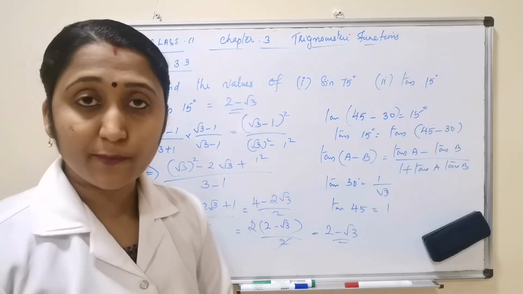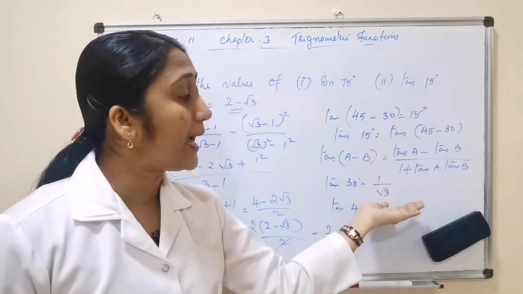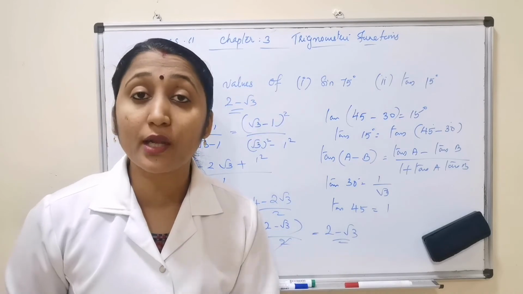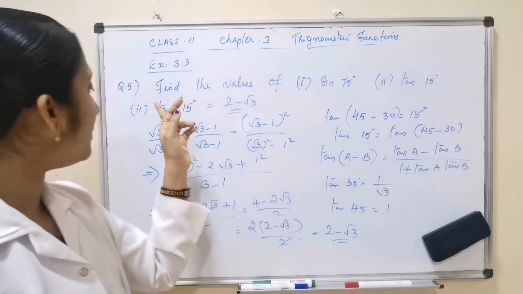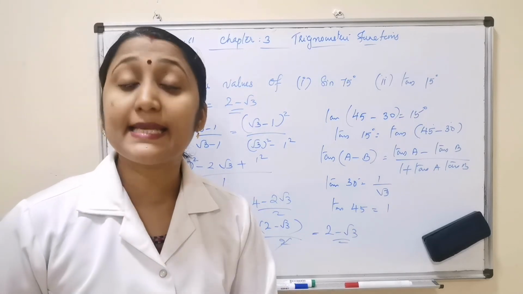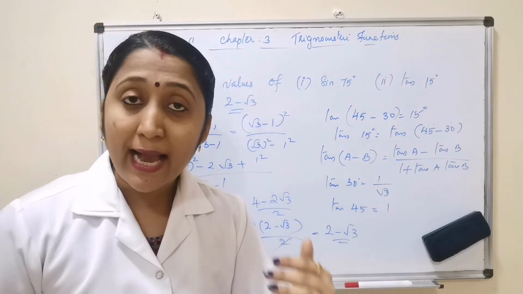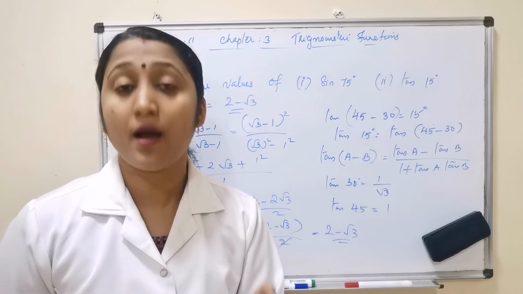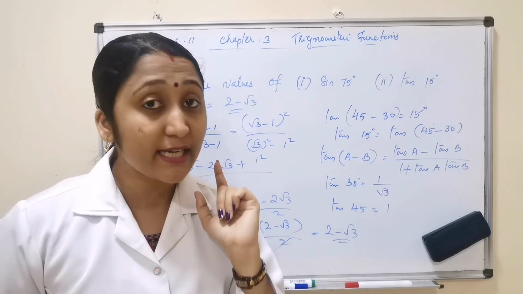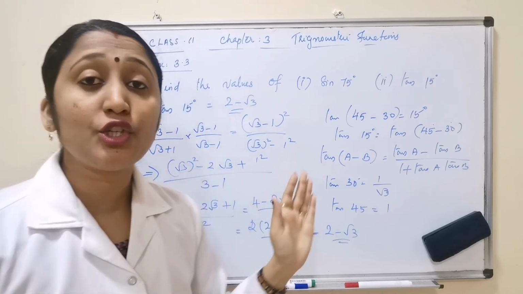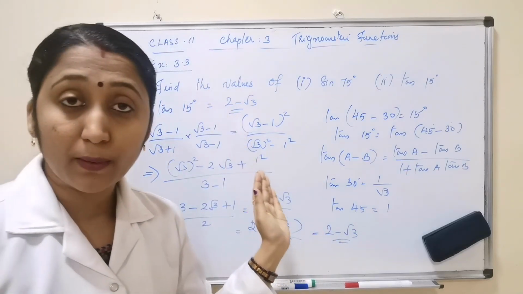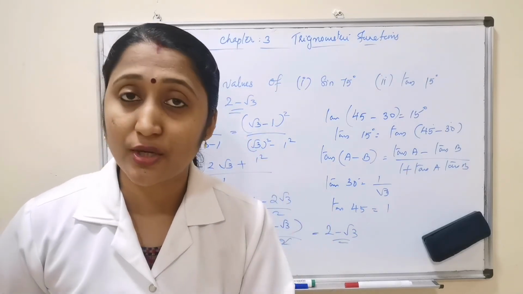Okay, once more. If you substitute the values of tan 30 and tan 45 in this formula, we get (root 3 minus 1) by (root 3 plus 1). It is an irrational number, so we have to change this into a rational number. How can we change it? We already studied this in the 9th class. Take the conjugate of the denominator and multiply. Then it will become a rational number.